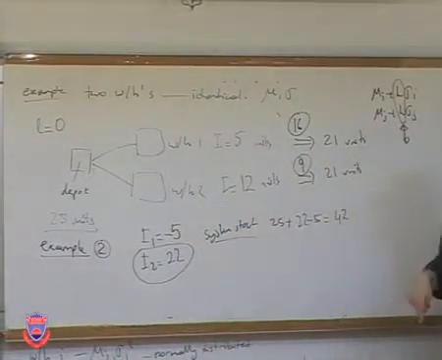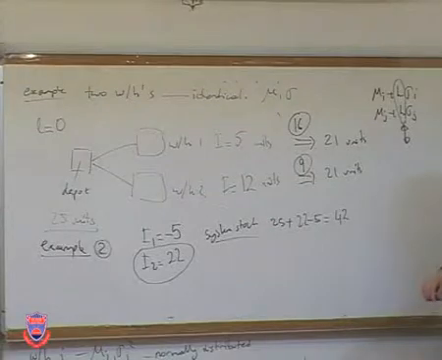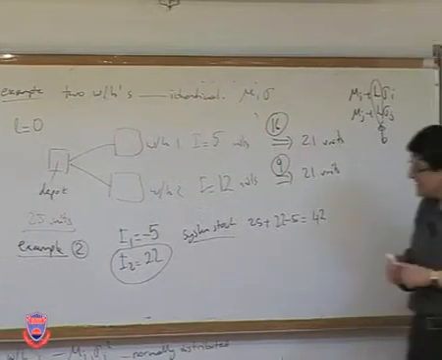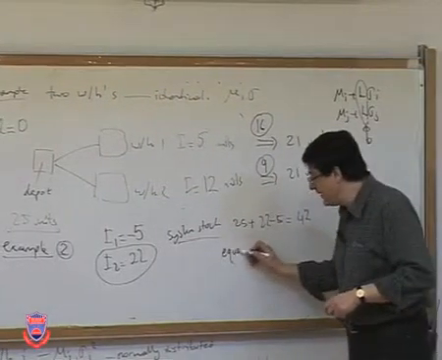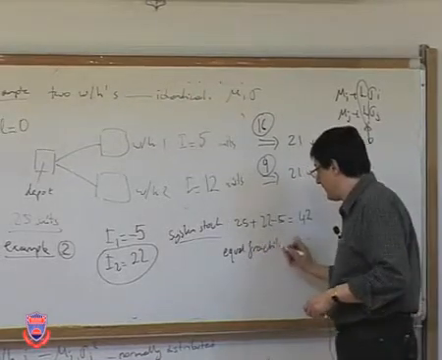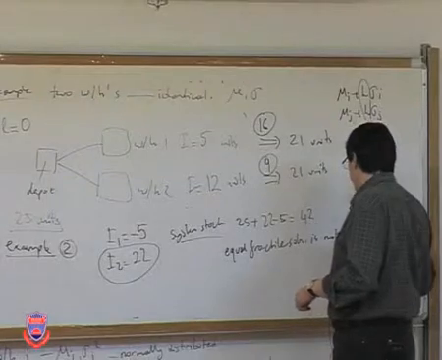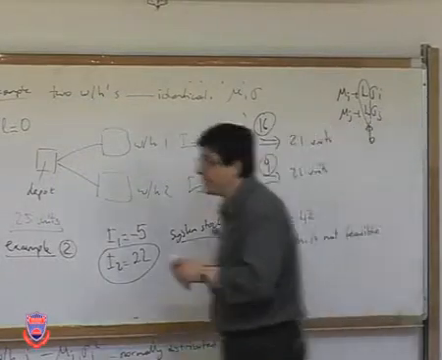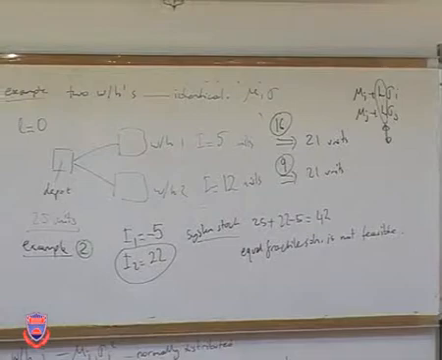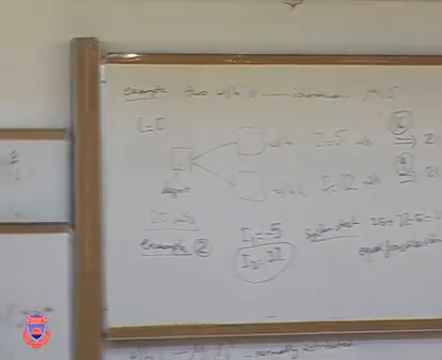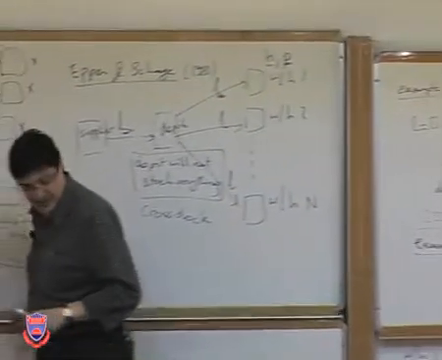So equal fractile is a good solution, it is the optimal solution if it is feasible. In this case, the equal fractile solution is not feasible. So this is actually the key.